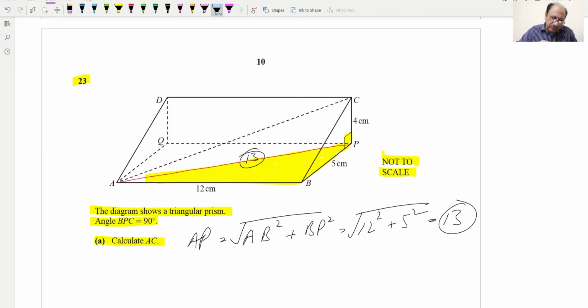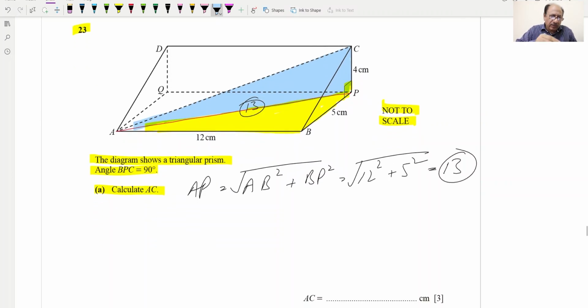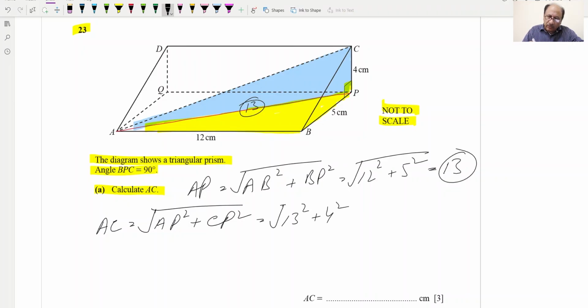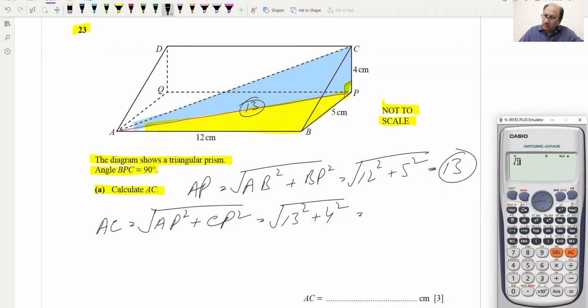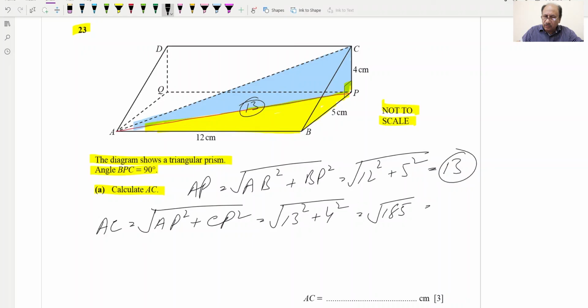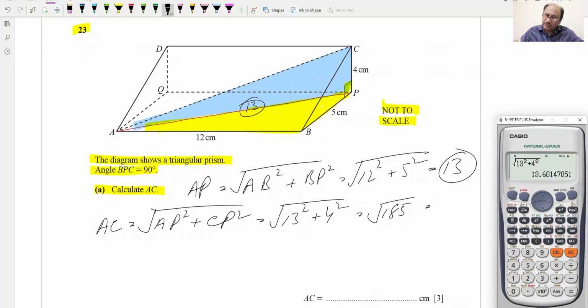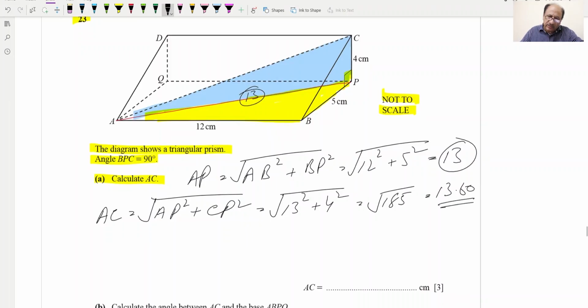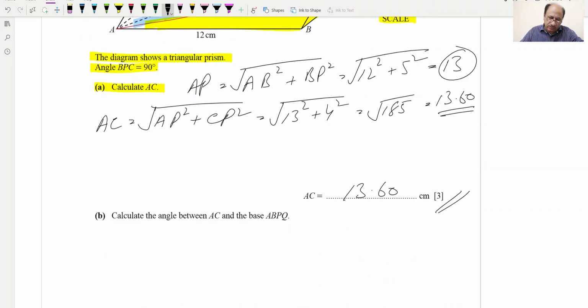Now we will consider the other triangle, which is this one. Hopefully you are understanding each and everything. This is the triangle we want to consider now, again using Pythagoras theorem. AC will be equal to the square root of AP squared plus CP squared, which is the square root of 13 squared plus 4 squared, which is the square root of 185. The decimal value will be 13.60 centimeters, so 13.60 will be our answer, and this is a 3-mark question.